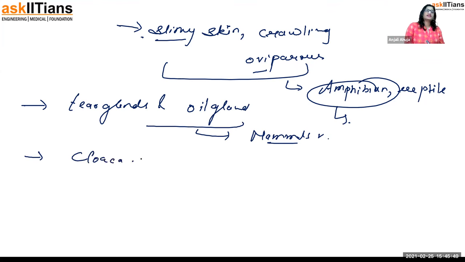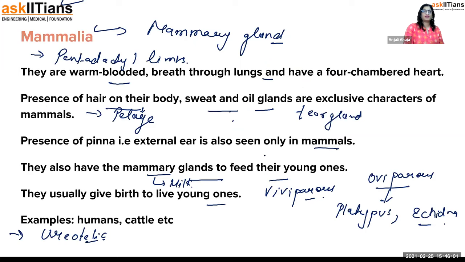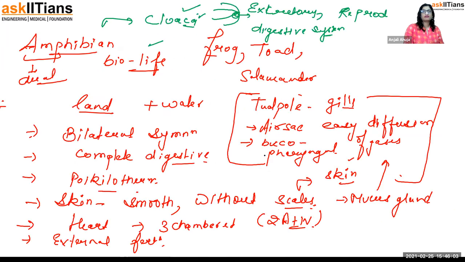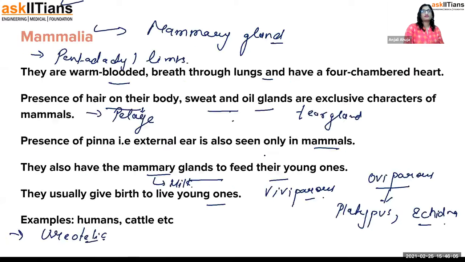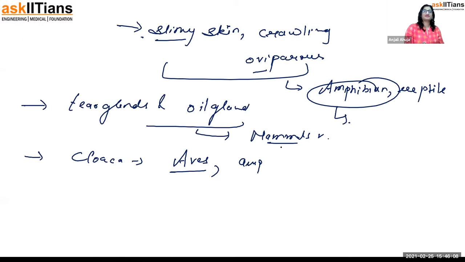Cloaca. This is present in Aves and amphibians. Yeah, amphibians. So that's how you can just write a number of examples.